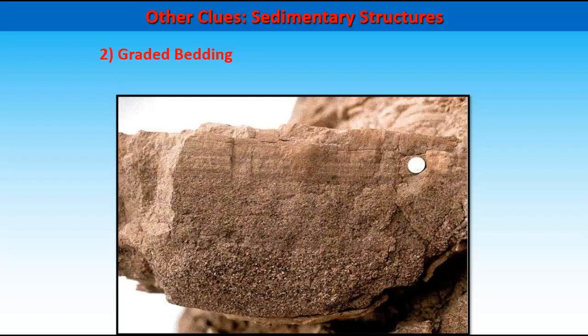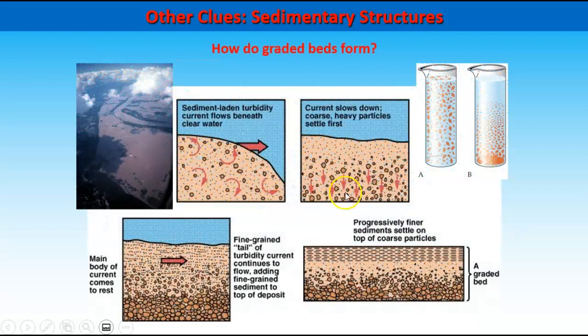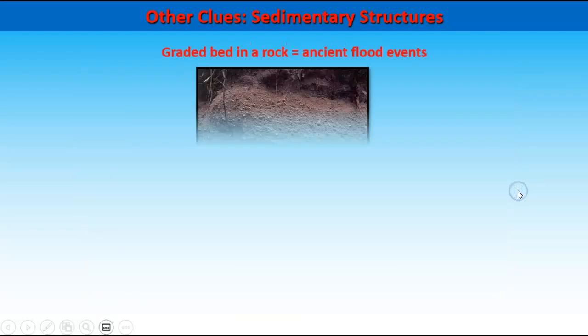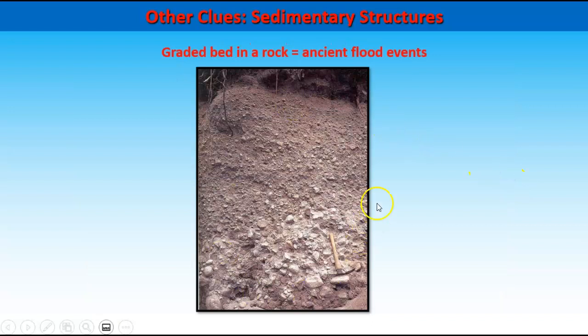You can get some unusual bedding where there's big pieces to small pieces. That gives us a clue about something that happened to this rock, or at least these pieces, before it was turned into a rock. All right. And so we can look at that. This is just an illustration of how graded beds might form. This is an indicator that suggests this was a big flood.